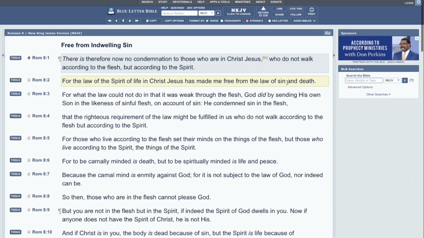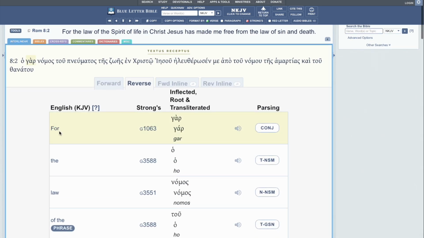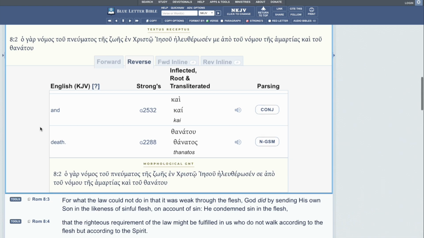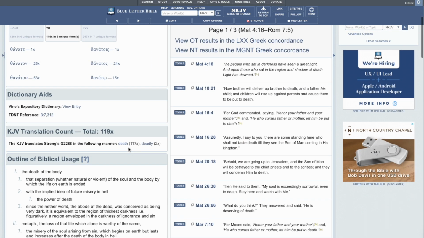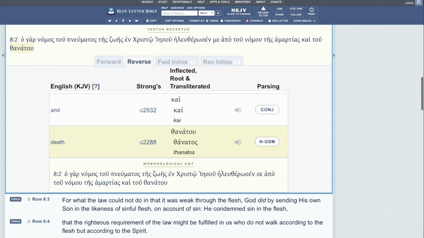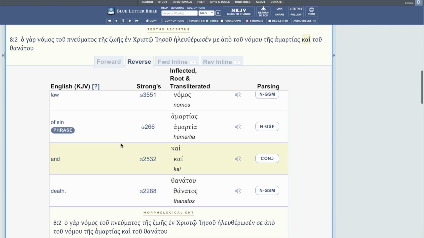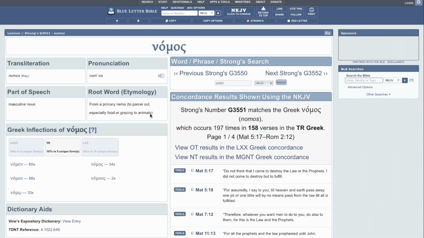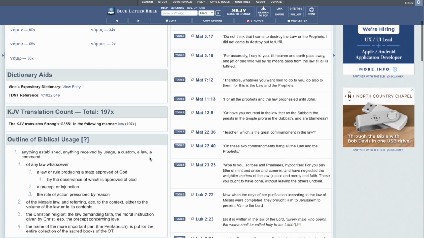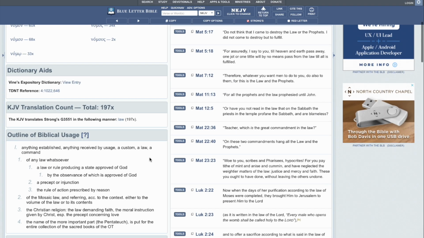Okay, so say I want to do a study on the word death. So what I would do is I'd click on Tools and go down to the word and click on it. And it will tell me that death is used 117 times. Now, this exact same Greek word is translated as death 117 times, but also the word deadly 2 times. All right, just as an example, just so you can see that the translators used different words to represent our English words. There could be one Greek word that's translated 3 or 4 different ways.